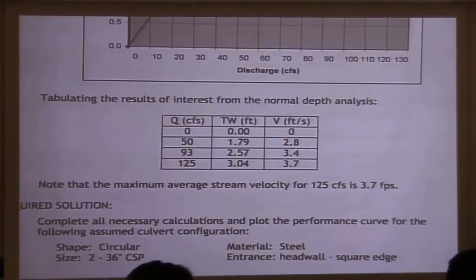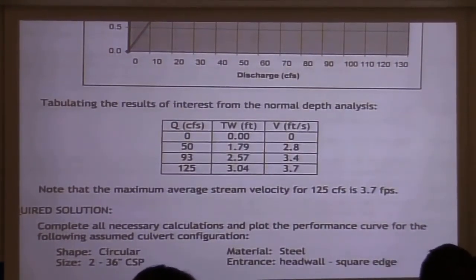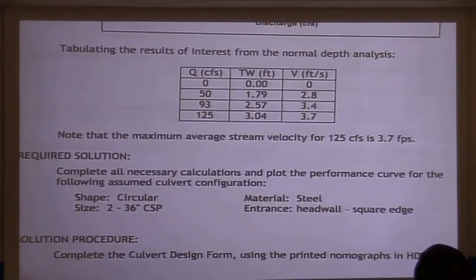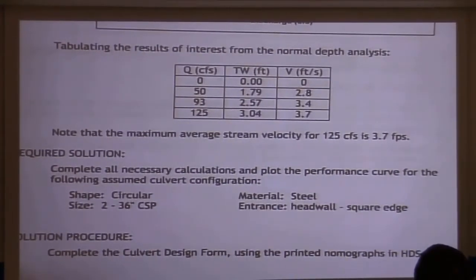And we're given the maximum average stream velocity for 125 CFS is 3.7 feet per second. So given all that good information, they say, well, try a double 36-inch corrugated steel pipe solution and see if that's going to be sufficient for your culvert crossing. And we're using a square-edged entrance.